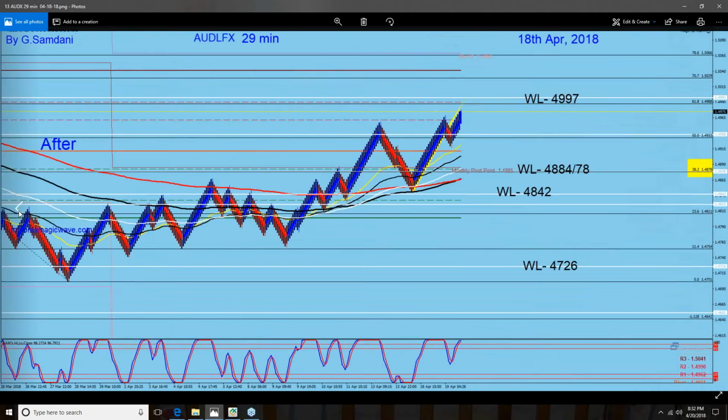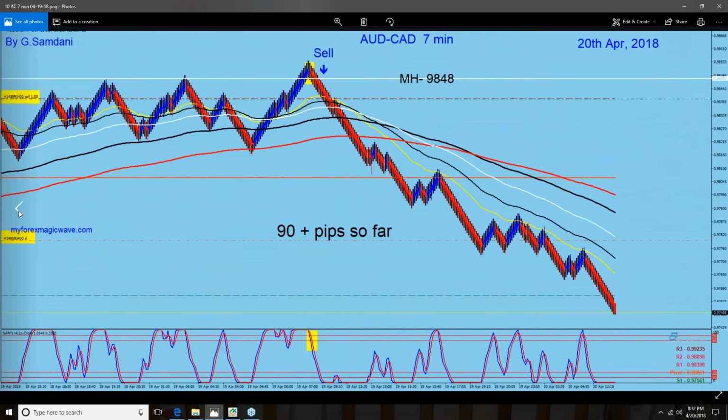It reverses and starts dropping, and I had this trade, Aussie CAD, because of that reversing in the Aussie and CAD indexes. So you see, if you pay attention to the indexes, you get some real good trades. This is just a 7-minute chart entry all the way down.